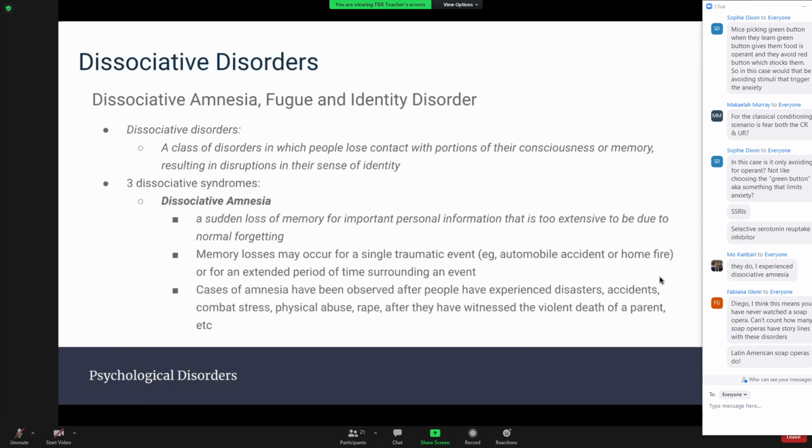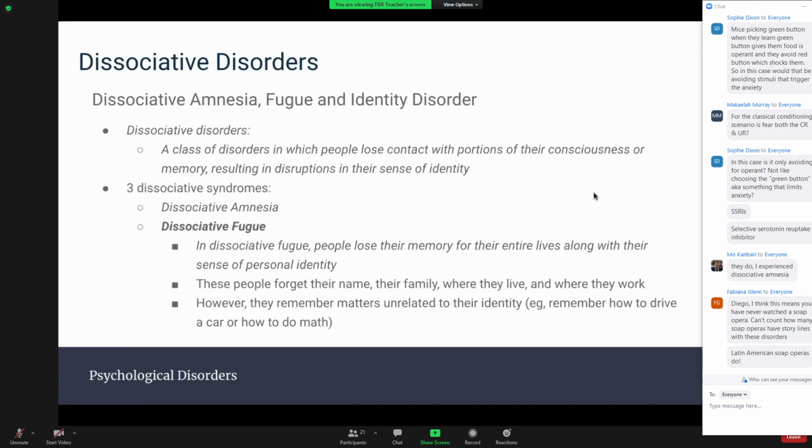So this is the important part for amnesia, that you're losing information that's more extensive than you would typically forget. The memory loss may occur for a single traumatic event, so in the example here, a car accident or a fire, or for an extended period of time around the event. The cases that are typically observed are the ones where people experience this kind of amnesia after disasters, accidents, combat, etc. Examples of this are losing an extensive part of your memory of, let's say, who you were for the 5 years up until that event. So that gives you an example of what I mean when I say extensive information.